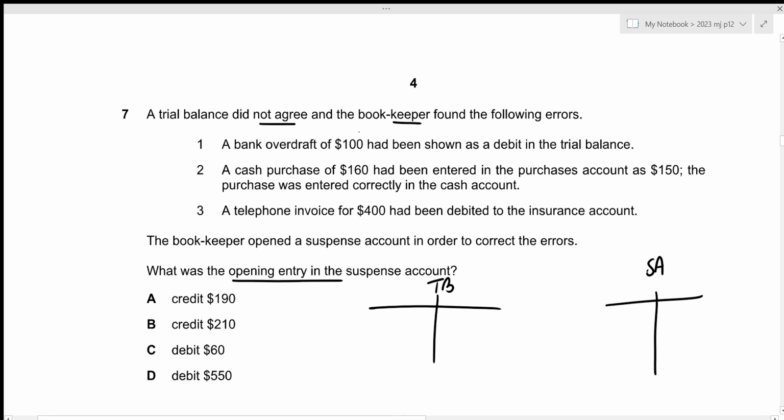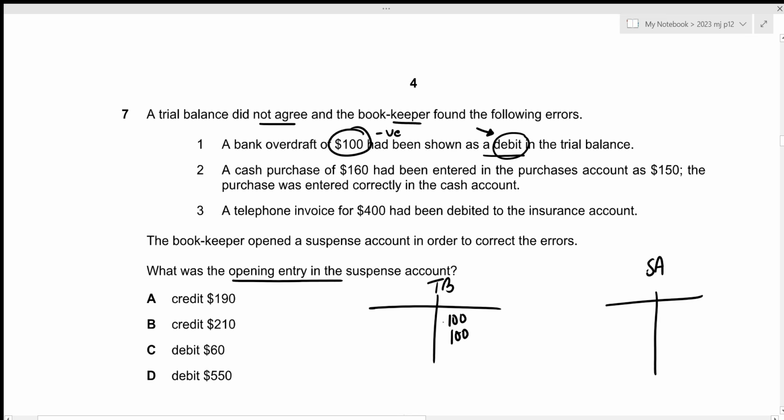A bank overdraft of 100 had been shown as a debit in the trial balance. So remember that bank overdraft is our negative bank balance, which is a liability, which should have been recorded on the credit side of our trial balance, but this was recorded on the debit side. Now, if you record it once on the credit side, it will just get cancelled out with the amount that we had previously entered on the debit side, and it will not reflect the correct amount for our bank overdraft, which means that we need to record it twice on the credit side to rectify this particular error.